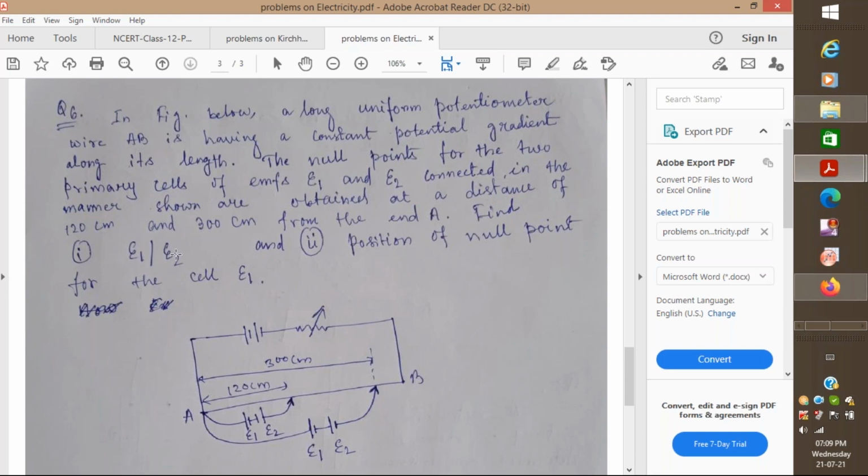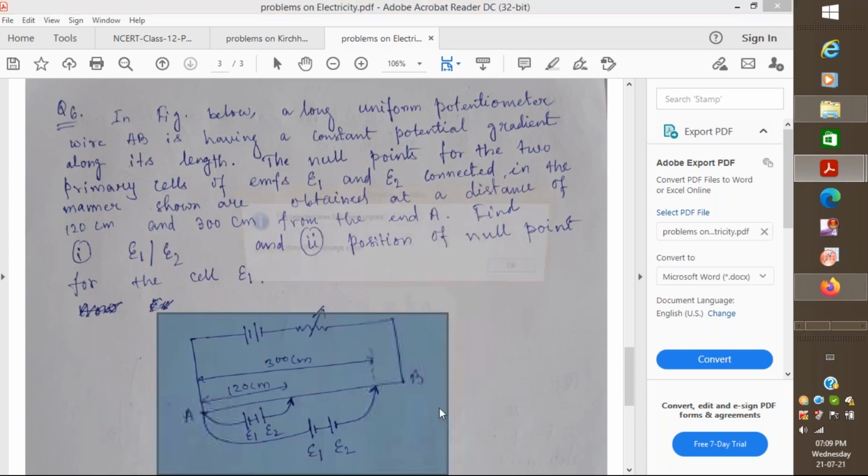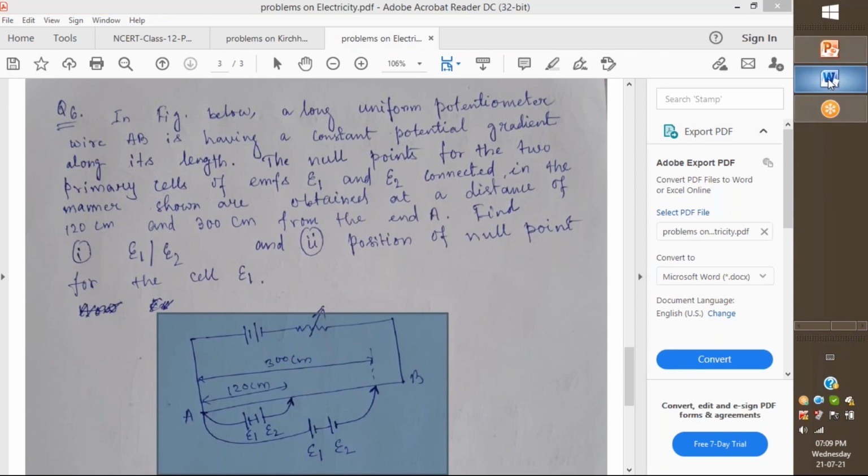What you have to find out from here is the ratio of E1 to E2, and the null position. That means if, instead of taking both the cells, you take only one cell, that is E1, where you might get the null point, at which length of the wire you get the null point. So this is the question. Let us try to solve it.